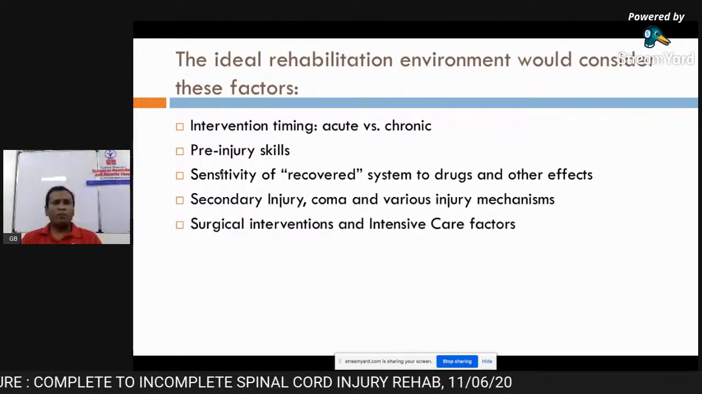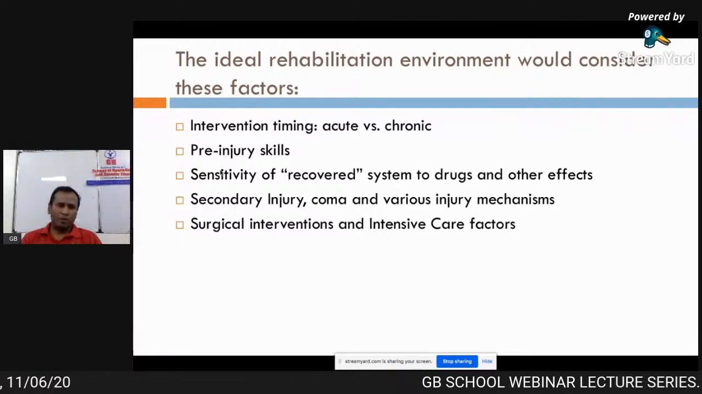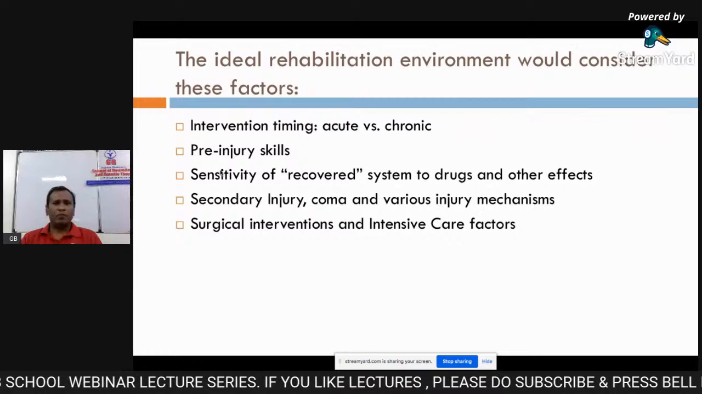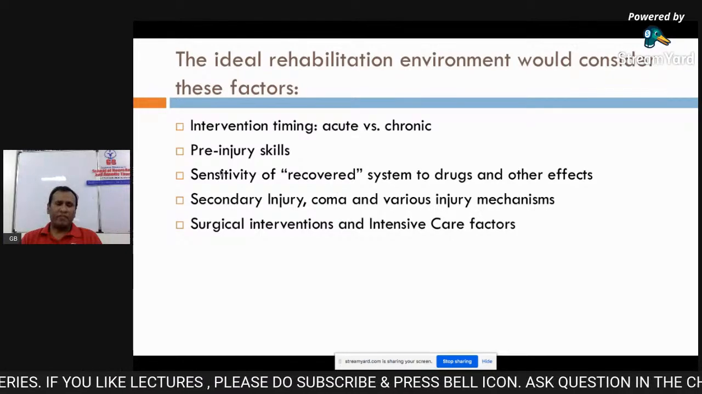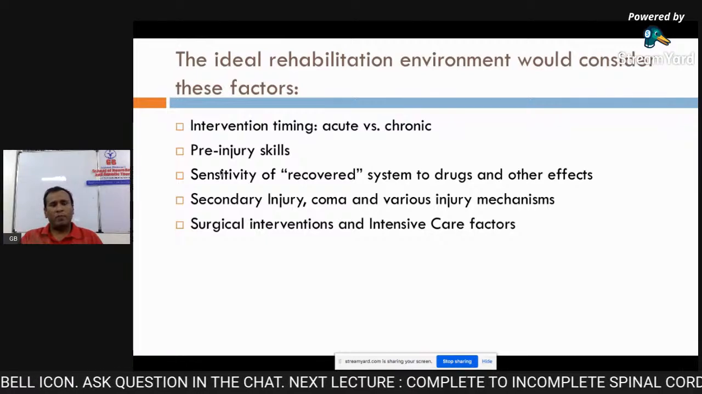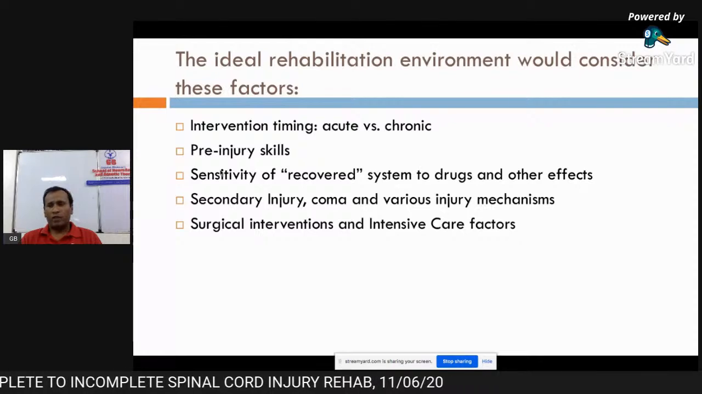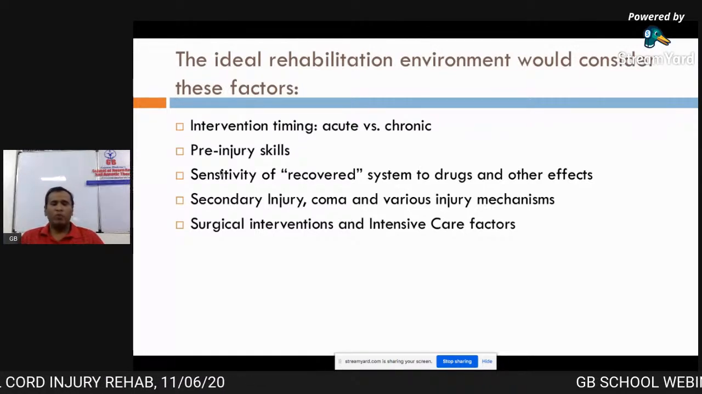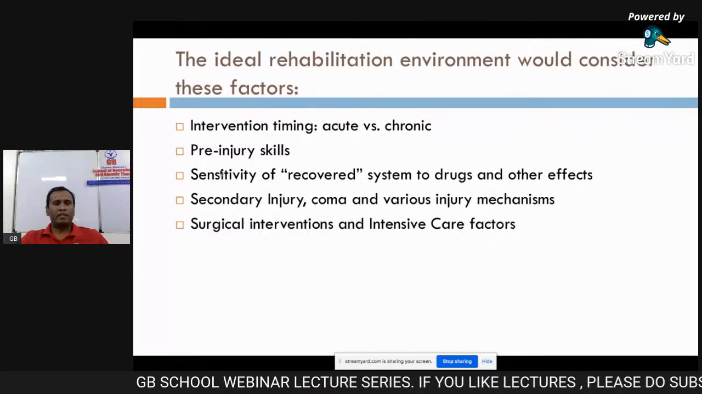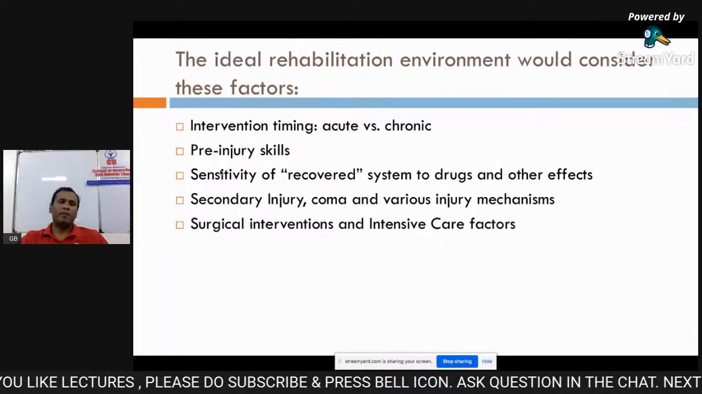Next is the sensitivity of the recovered system to drugs and other effects. It depends on which systems have recovered, and how they respond to drugs and other effects. Based on that, we can use that sensitivity to supplement or augment our recovery, or it can be used for causing hurdles. Suppose we want to reduce some maladaptive behavior, we can use this type of recovered mechanism or sensitivity to obliterate the natural occurrence of maladaptive behavior.